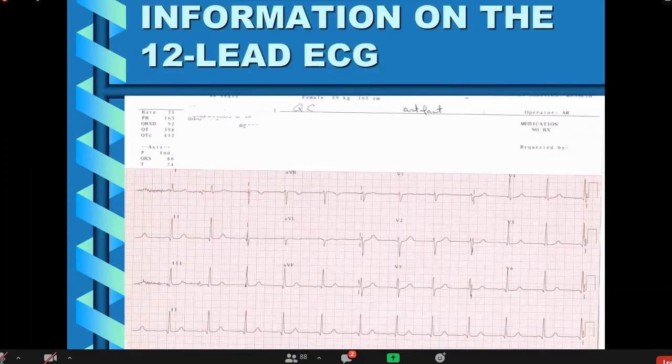So information on the ECG, let's see. The other thing is not that clear. Anyways, the rate is 300, 150, 100, 75, or between 75 to 100. Rhythm is an abnormal rhythm, it could actually be an ectopic rhythm. And sinus: if the P wave is upright, you can say it's a sinus rhythm.